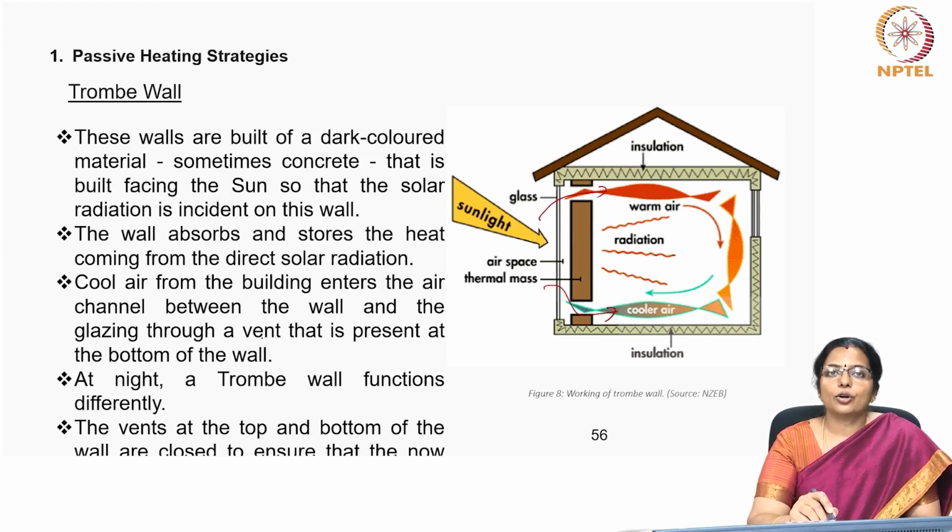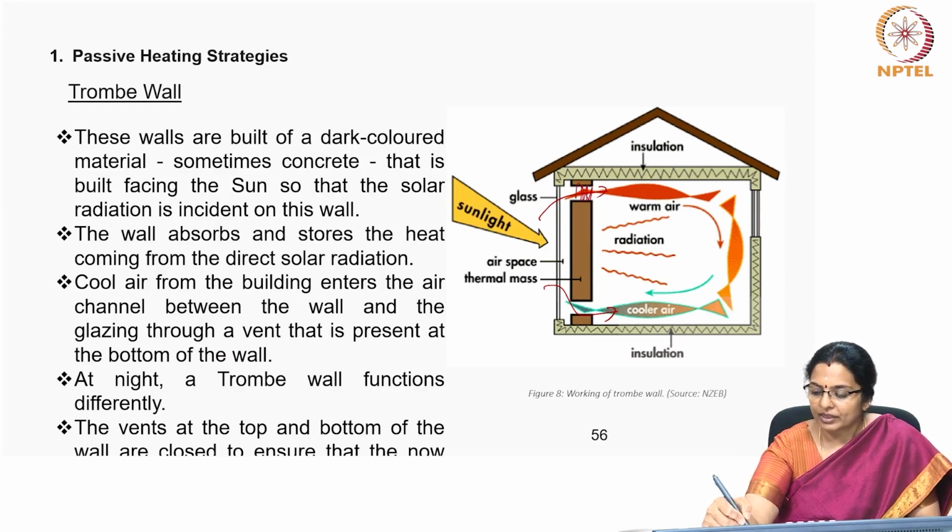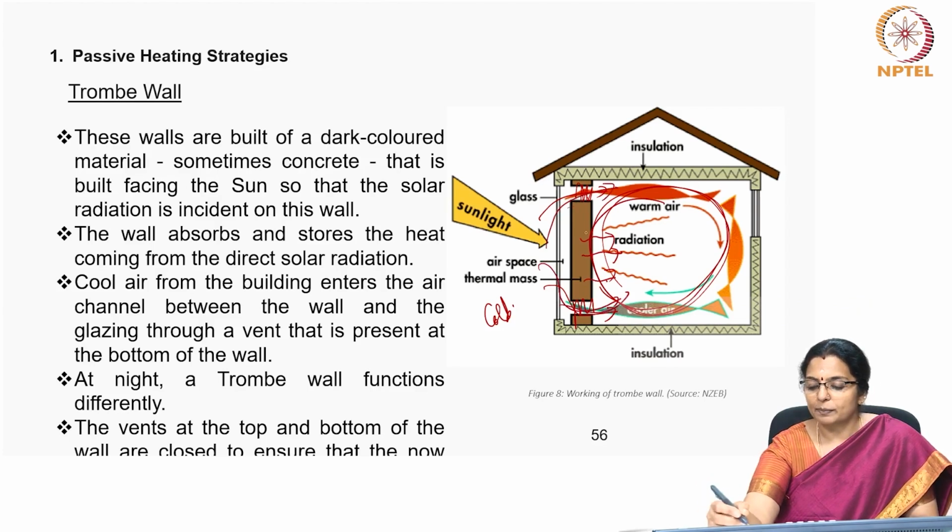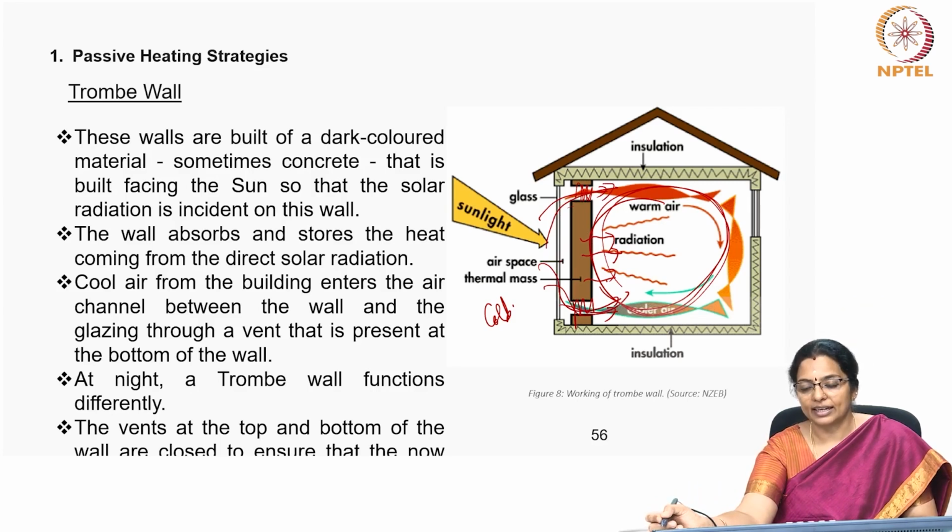At night, the trombe wall functions differently. The vents at the top and bottom of the wall are closed to ensure that the trapped heat remains inside. When the outside is very cold, the inside remains warm because this heat from the wall is radiated, as well as heat from the sun space or the small air space that has flown in during the day.